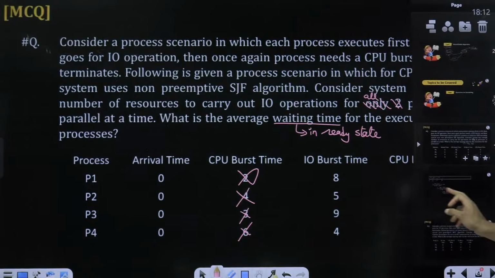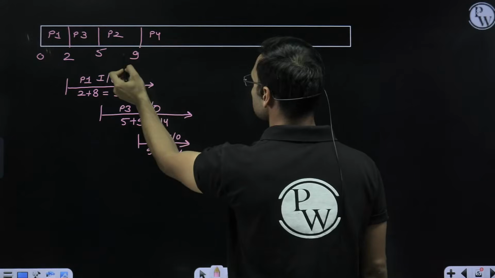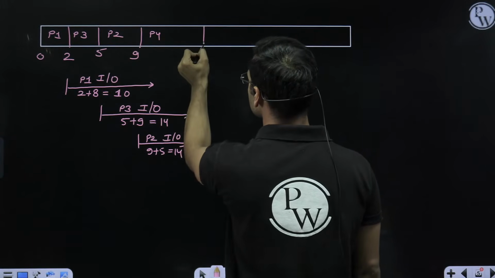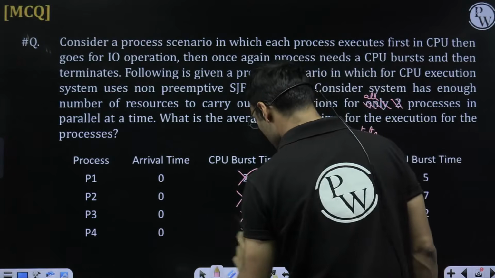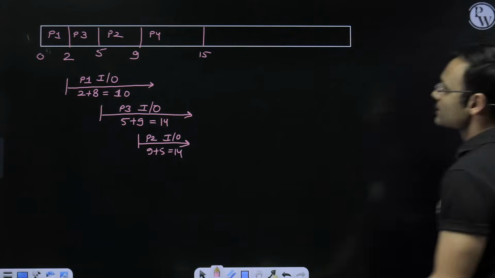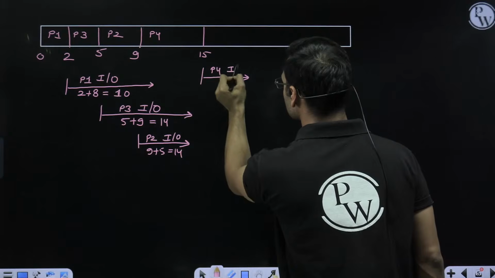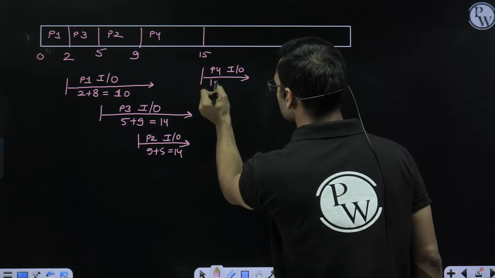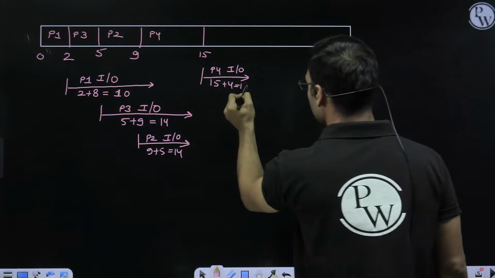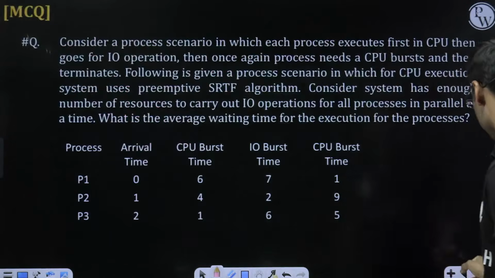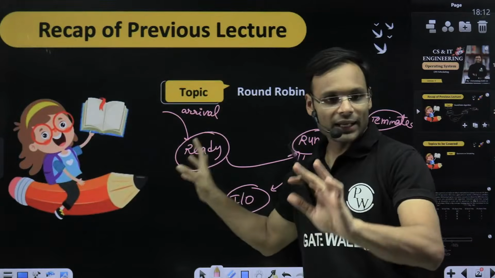So P4 will be running next. P4 will run for 6 units. 9 plus 6, 15. P4 gone for IO? Yes. Till 4 time units. 15 plus 4, 19. At 19, P4 will be coming back after completion of IO. After completion of IO, when P4 comes back, where will it come? Again in the ready state.